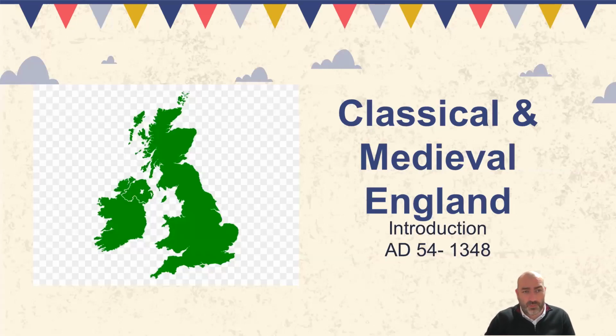Welcome to the first of our British history videos. In this brief video, I will be introducing the earliest of our historical eras, the classical and the medieval era. We're going to start from 54 AD, and we're going to go right up to 1348 AD, covering a substantial amount of time and major events within this time. This period of time is known for its ever-changing leaders and ever-changing national identity.